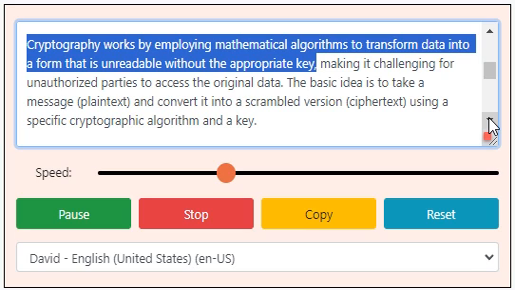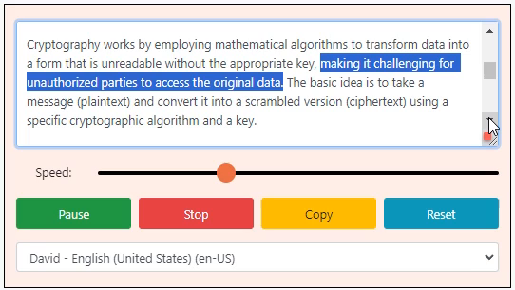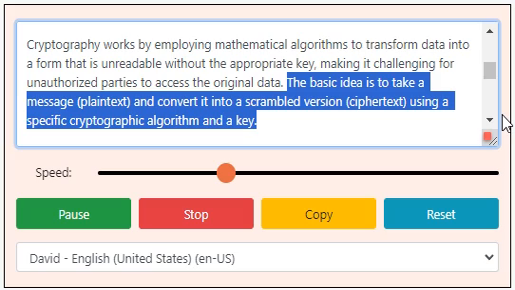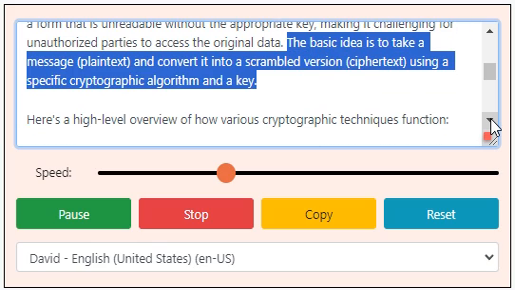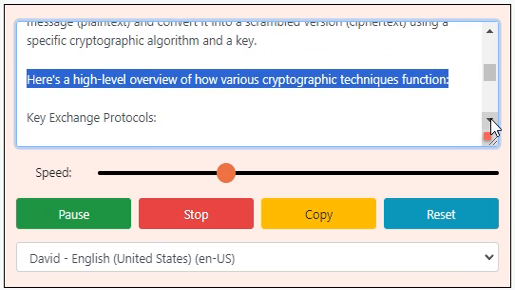the appropriate key, making it challenging for unauthorized parties to access the original data. The basic idea is to take a message, plain text, and convert it into a scrambled version, ciphertext, using a specific cryptographic algorithm and a key. Here is a high-level overview of how various cryptographic techniques function.